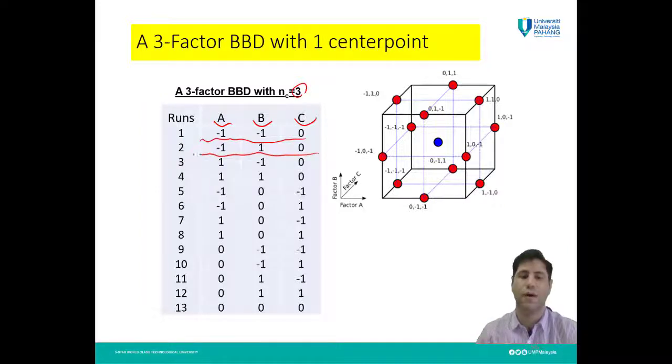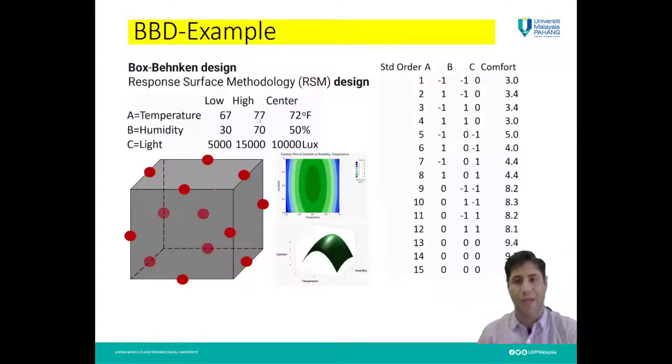And we need to go and do this experiment. This is the coded presentation of the factors actually. I can show you an example of this BBD. You can see here is a real example. We are interested to know how the three factors, temperature, humidity, and light, affect the comfort level in an imaginary room.